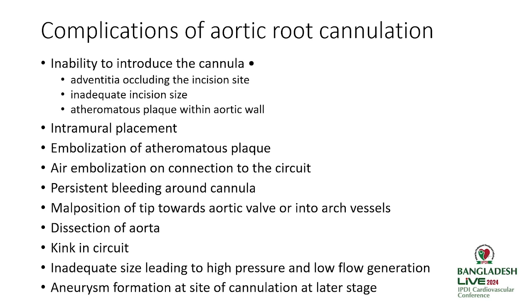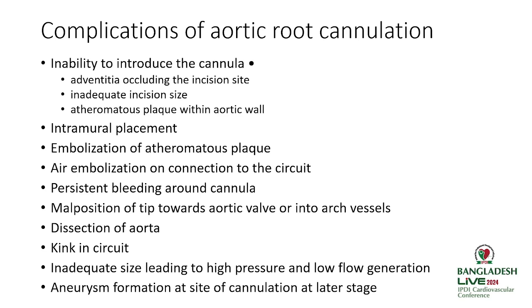Then there is inadequate incision. If there is a plaque at the site on the aorta where exactly you're cannulating, you may actually dislodge that plaque and send it to the cerebral circulation. Then there is intramural placement of the cannula, which means that the cannula is actually passing through the layers of the aorta, then embolization of atheromatous plaque, air embolism, persistent bleeding around the cannula, or malposition of the tip towards the opposite side into the aortic valve, or the cannula tip has actually gone into one of the arch vessels.